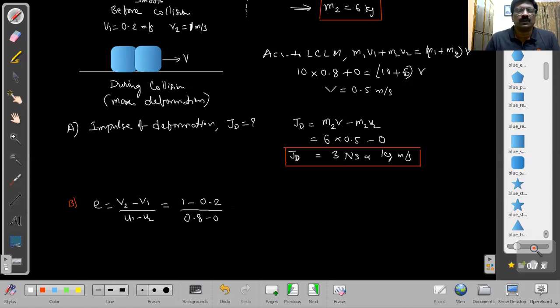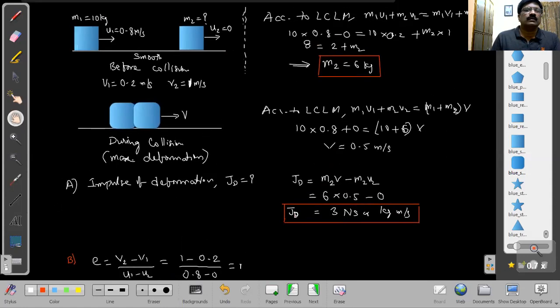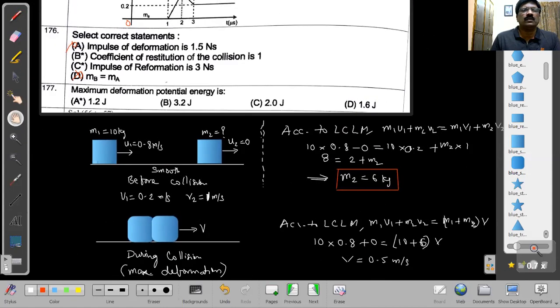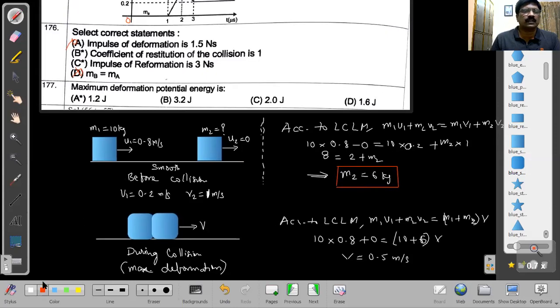So this is equal to 0.8 by 0.8, means 1 you will get, no? So coefficient of restitution is equal to 1, we got. E is equal to 1. So I think that is correct, because in the option also it is given like this. So this answer is correct. B, coefficient of restitution is equal to 1, so that option is correct. That's why this B is correct.